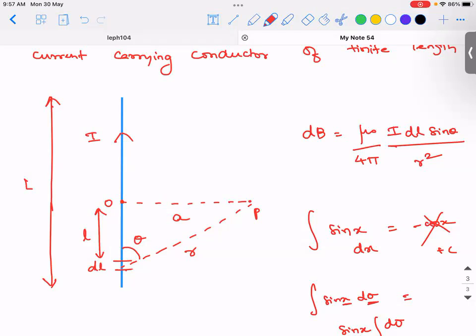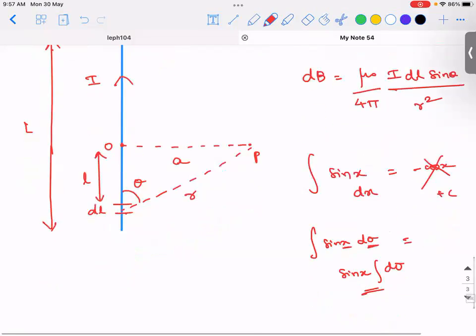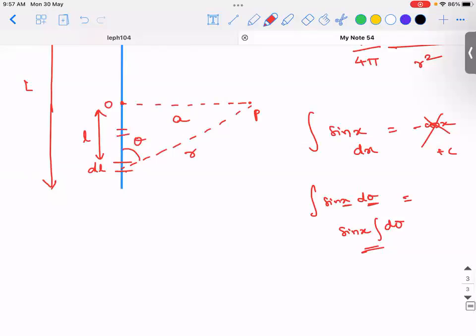As you keep varying the distance from the current carrying element, the value of r will also change. Why will r change? Because had I taken the current carrying element here, then this would have been my r. Are they both the same? They are not. When that is the case, I need to be careful with that context also. Similarly, if dl and r, the position of dl and r are changing, theta will also change.